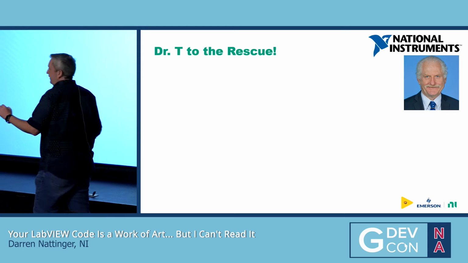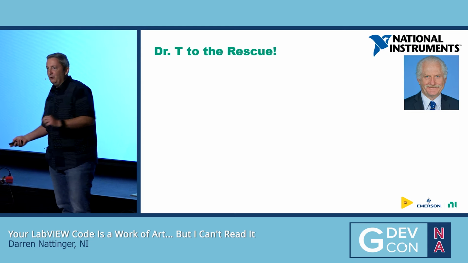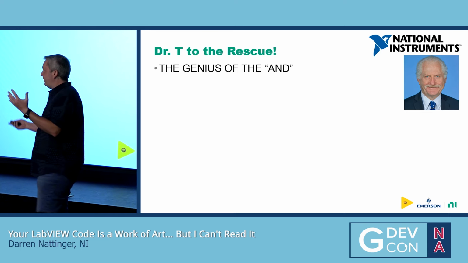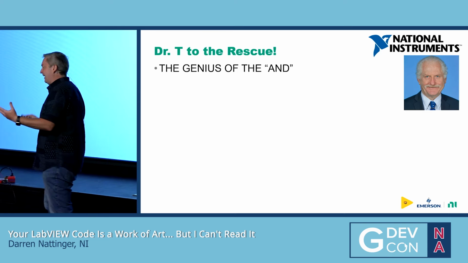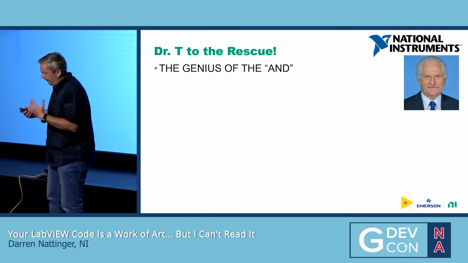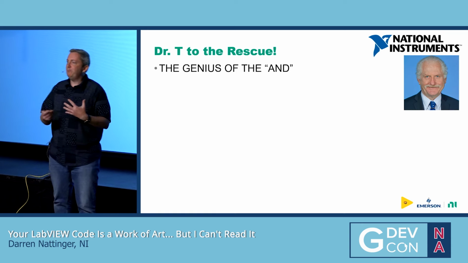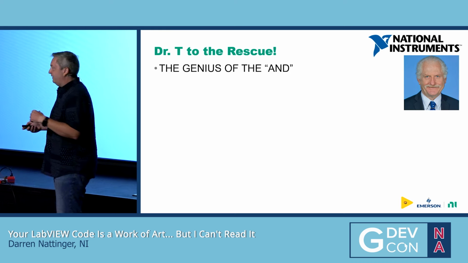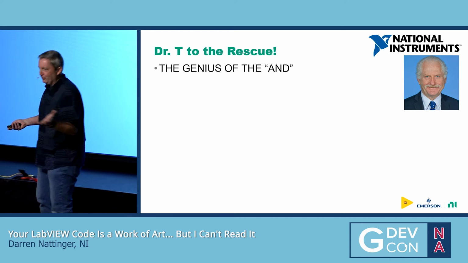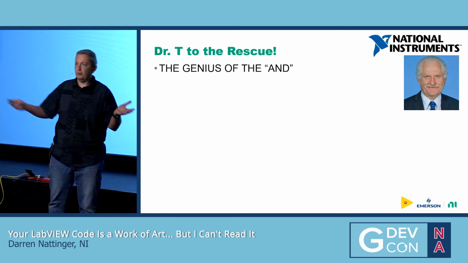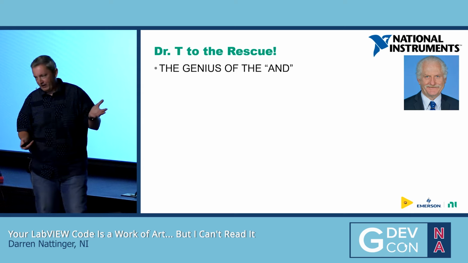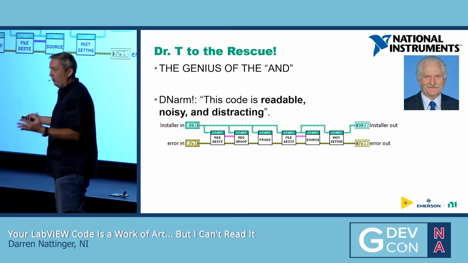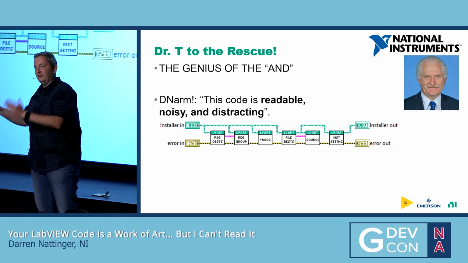Well, one of the things that Dr. T always talked about was the genius of the and. That was one of his phrases, where if you've got a couple of things, maybe they're competing ideas, maybe they're not exactly in line with one another, maybe you can sort of figure out the genius in which those two things can work together. So I said, well, if Dr. T says that code is readable and Norm says that code is noisy and distracting, then maybe if we combine them, we've got Dr. T and Norm saying that the code is readable, noisy, and distracting.